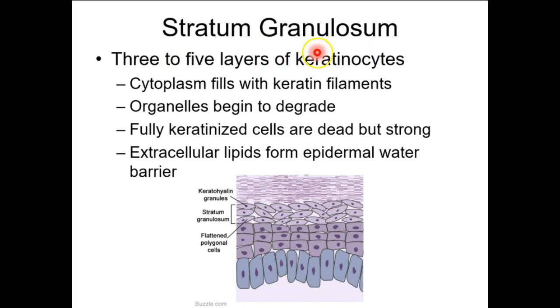Granular layer, stratum granulosum. That keratin filament is filling that cytoplasm. The organelles are beginning to degrade. So some of that granular appearance is going to be the death of organelles. Lots of lipids in this layer forming that water barrier for us.